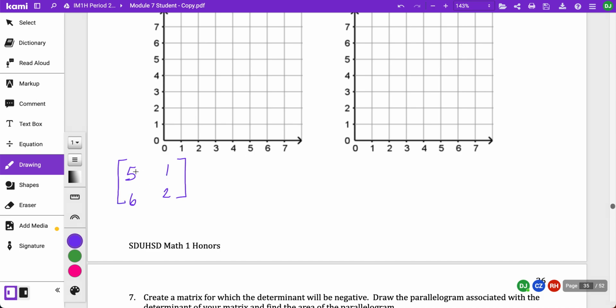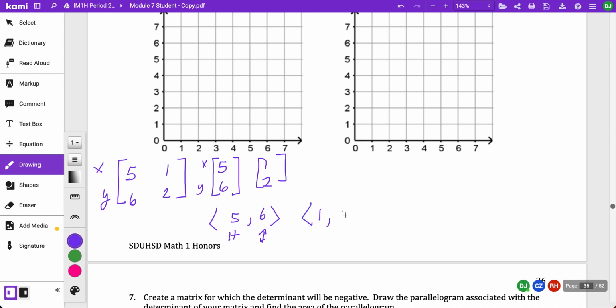And what we're going to have, guys, is this first row will be my x's, and this will be my y. So when I have this first one would be 5, 6, and 1, 2. So I'm basically breaking these up into two smaller ones, and this is my x, this is my y. So my first one would be 5, 6, representing my horizontal and vertical movement. And then the second one would be 1, 2.